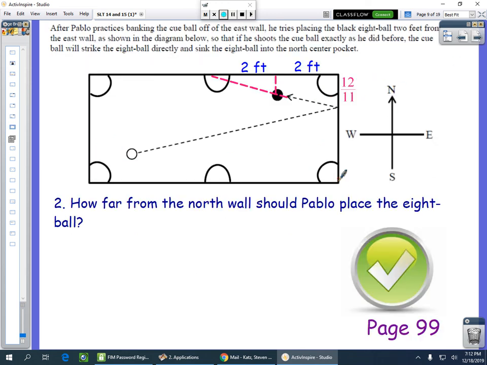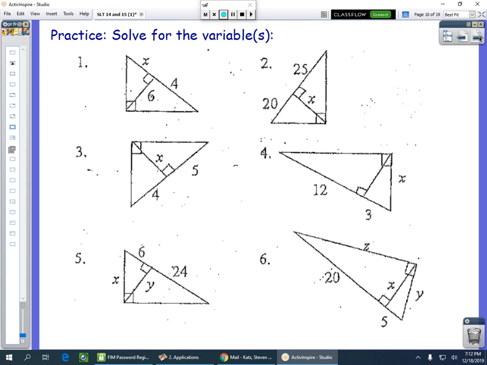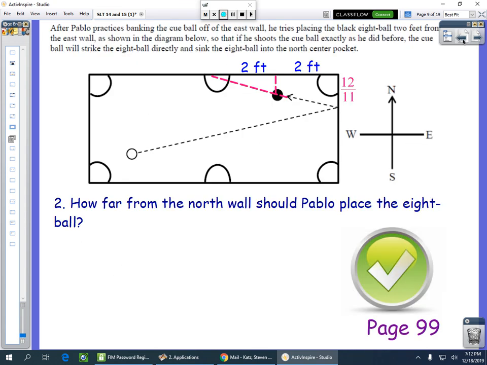This one. Oh, sorry, that was the other problem. Now, in this one, you want to hit the ball right here, so we want to find out how far. It says, by placing the 8 ball from the east wall, show the driver, if he shoots the ball exactly as he did before, the cue ball will strike the ball directly and sink the 8 ball into the north pocket.